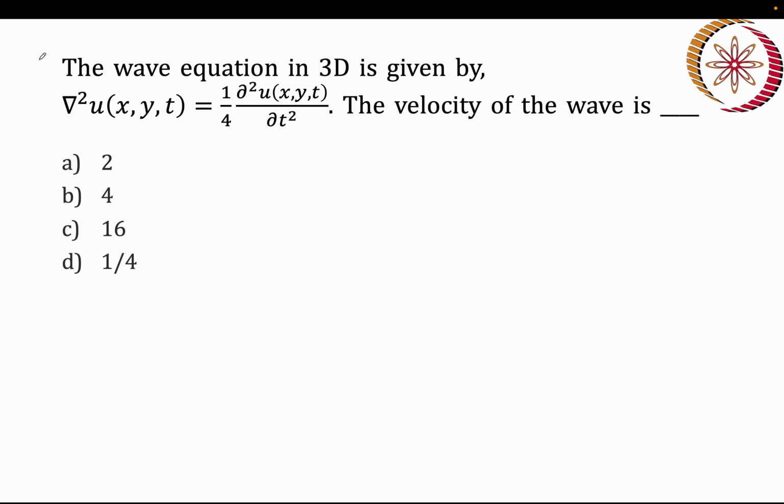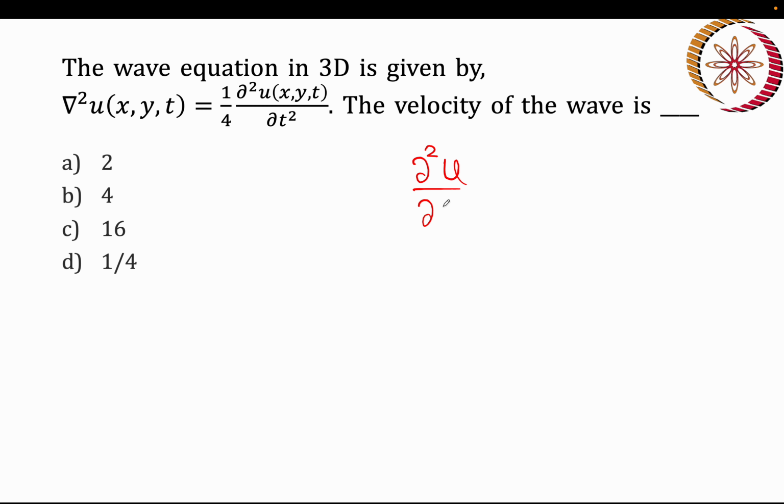Okay. So this question is, the wave equation in 3D is given by this equation: del square u is equal to 1/4 times the second order partial derivative of u with respect to time. The velocity of the wave is? So we'll see how the wave equation in general.